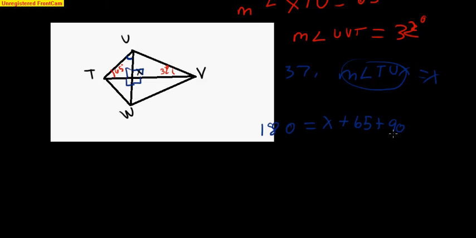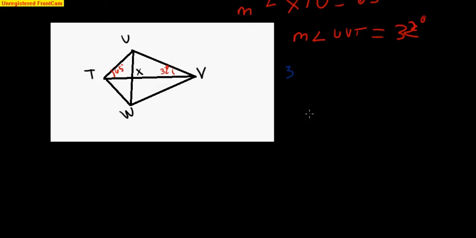So let's go ahead and add the 65 to the 90, and that's going to come out to be 155. So 180 is equal to x plus 155. You subtract 155 from both sides, and you get 25 is equal to x. So the measure of angle TUX is equal to 25 degrees. Now I'm going to go ahead and erase this problem here, and we'll go back.